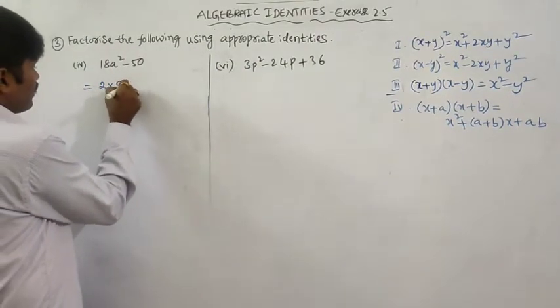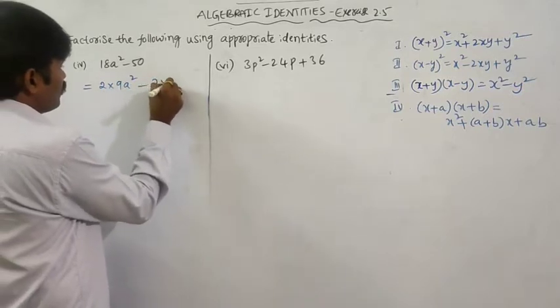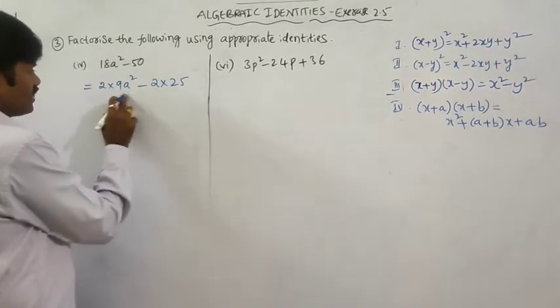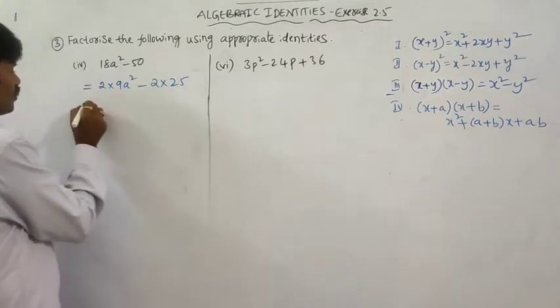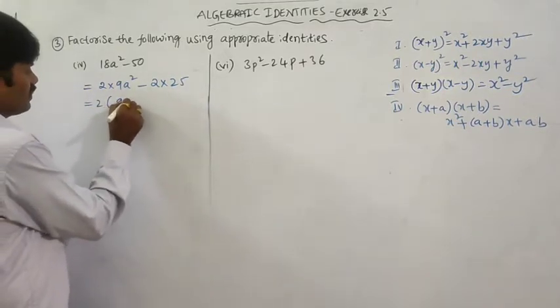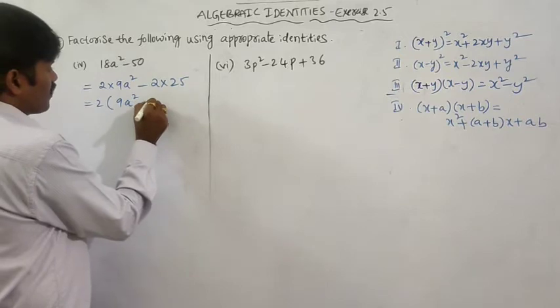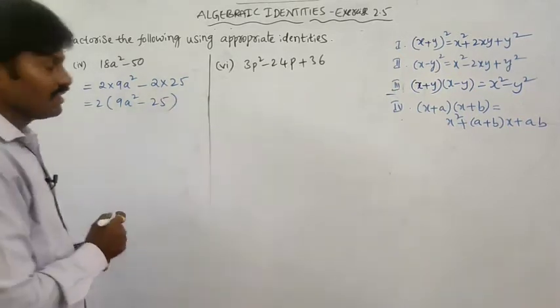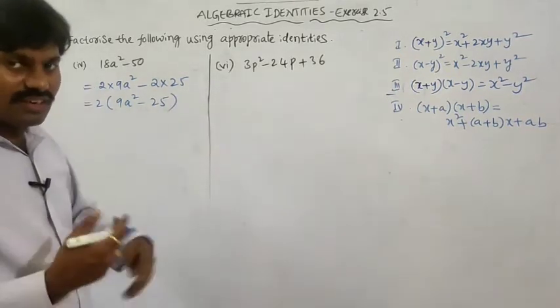2 into 9. Yes, 2 into 9 is a square. It can be 2 into 25 here. Here 9 is a perfect square, 25 is a perfect square. So take 2 out as a common factor. Then it becomes 2 into 9a square minus 25. Is it there? So like this you have to try.